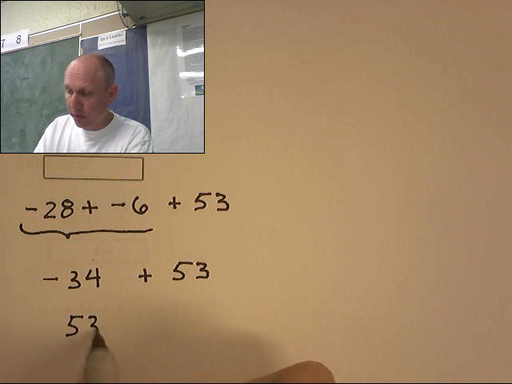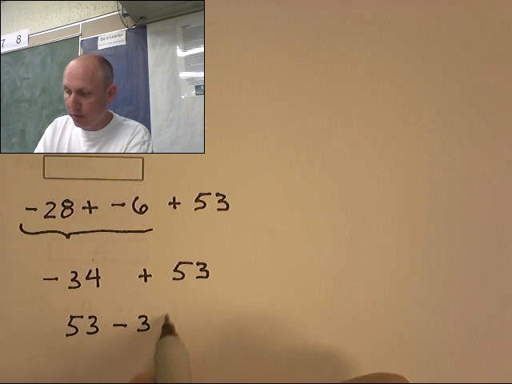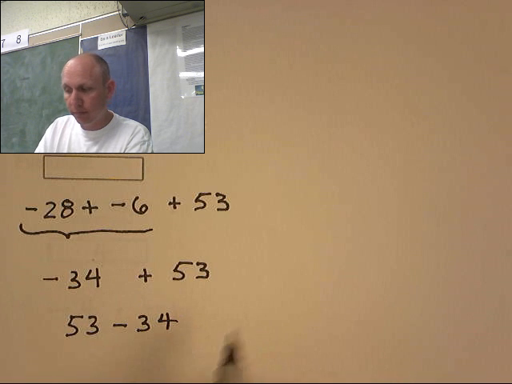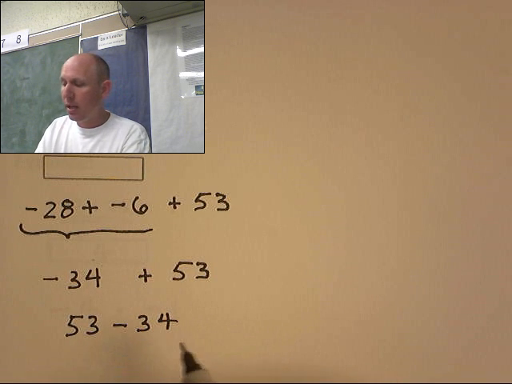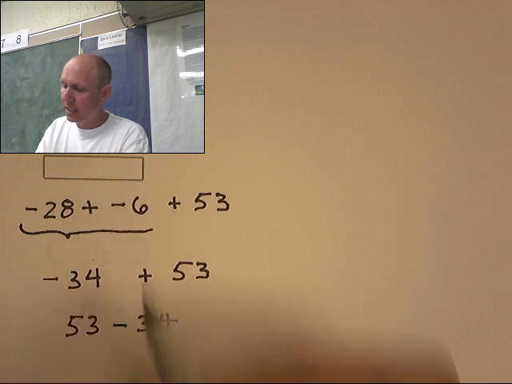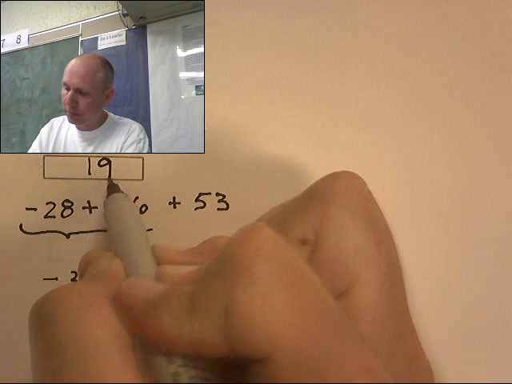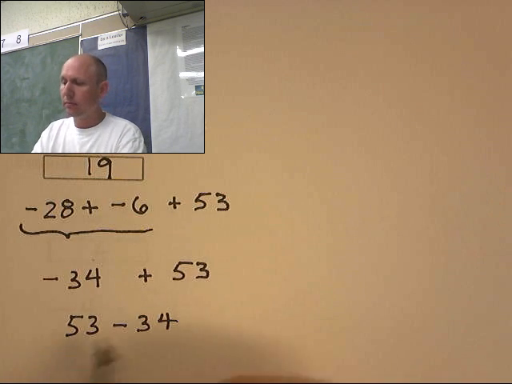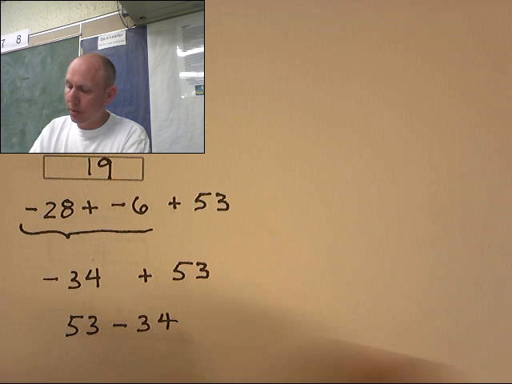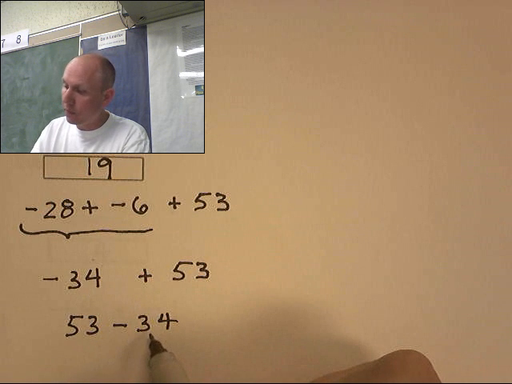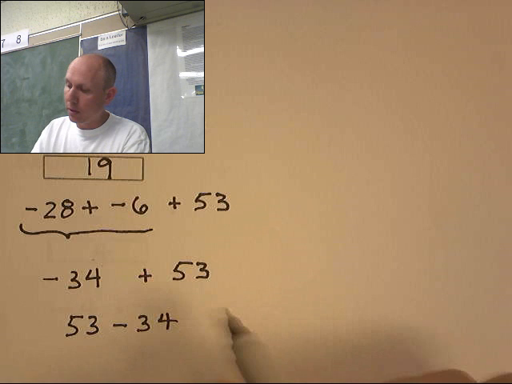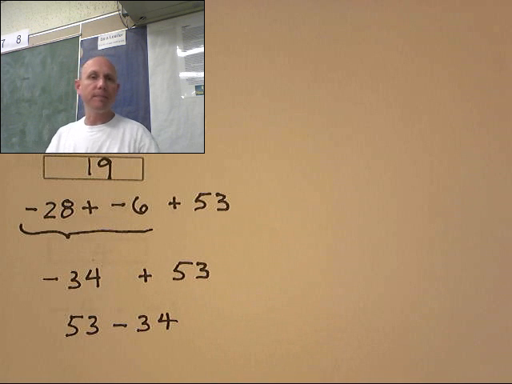Which is just 53 minus 34. Just moving the numbers around. 53 minus 34. I do not have that in my head. How about 2019? Feels like a 19 to me. Yeah. Let's just do it. Okay. 53, 34, 44. Yeah, it's 19. Okay.